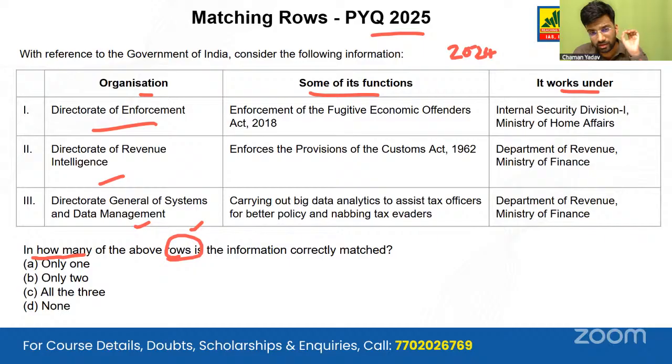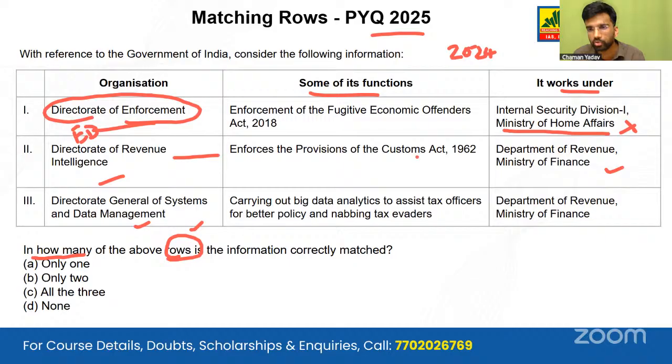So, the Directorate of Enforcement (ED) has been thoroughly in the news. At least one must expect that a serious aspirant knows this. We know that it doesn't come under the Ministry of Home Affairs. It comes under the Ministry of Finance. And the other two pairs, I would say, the rows are correctly matched.